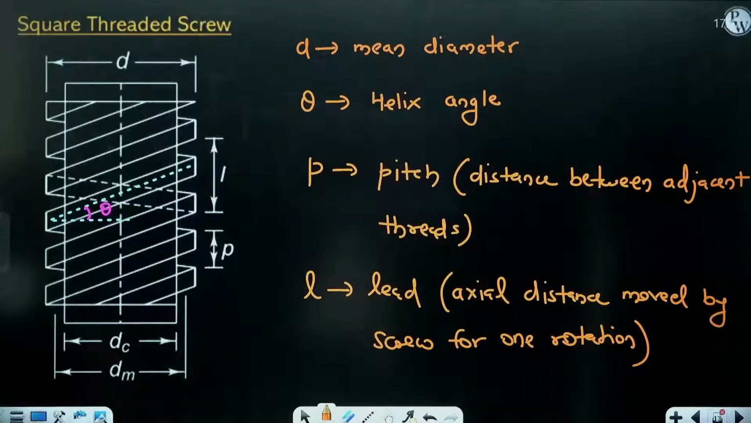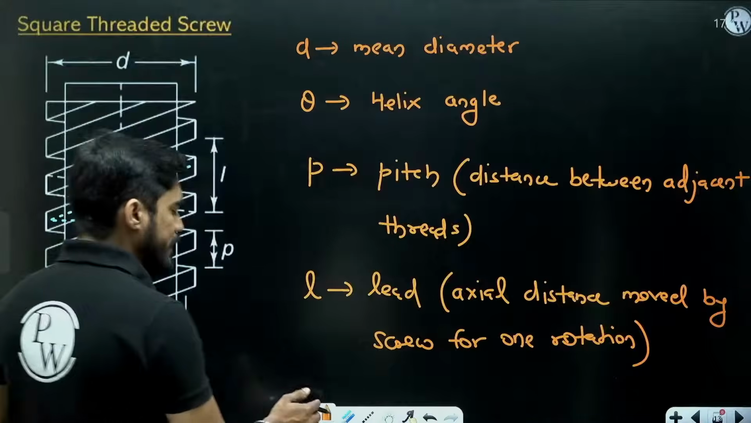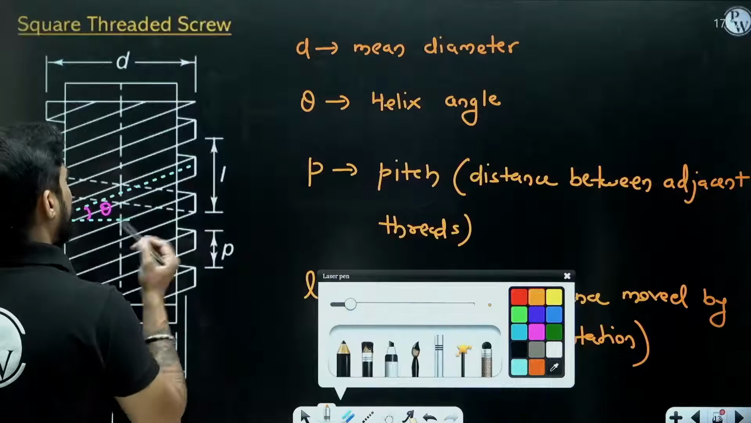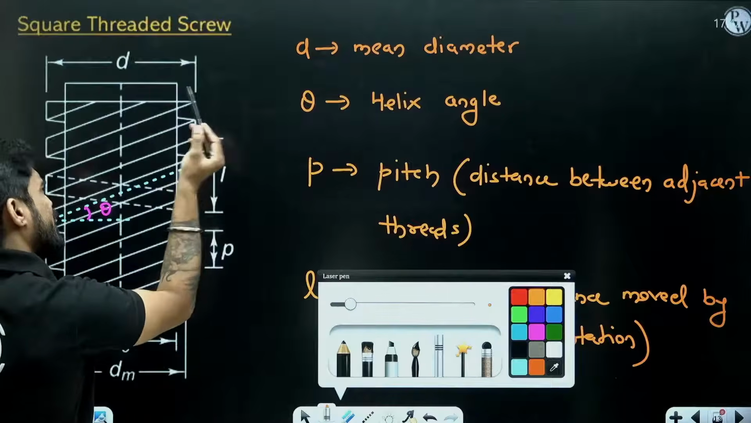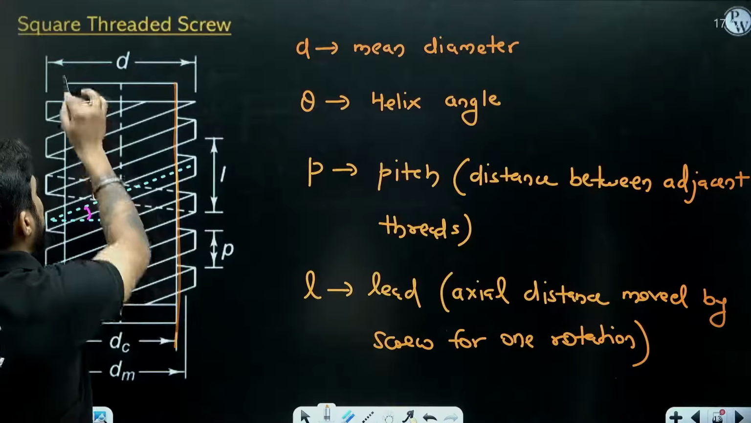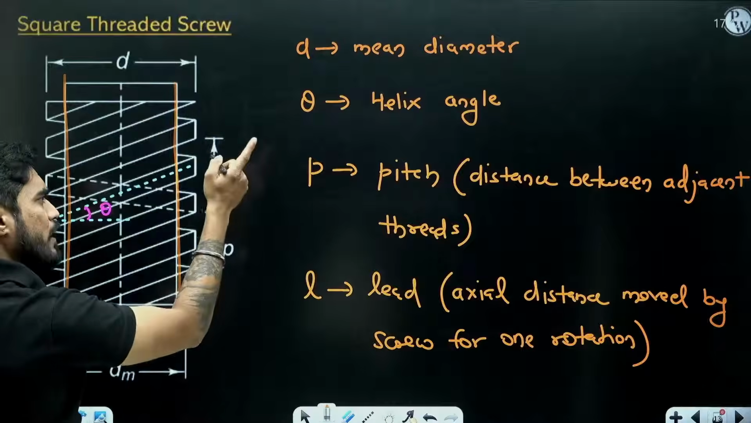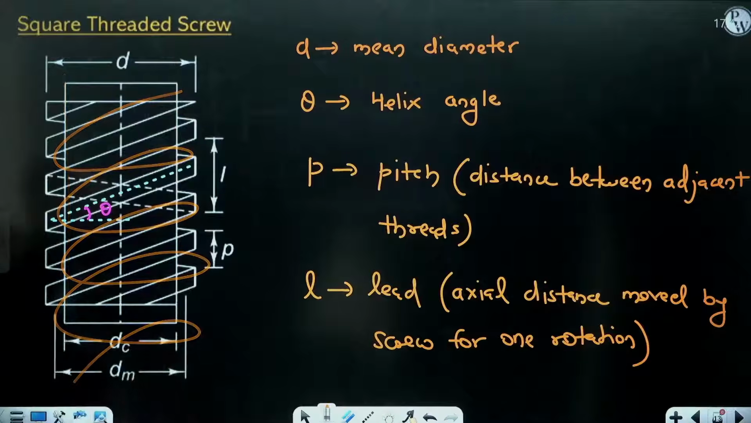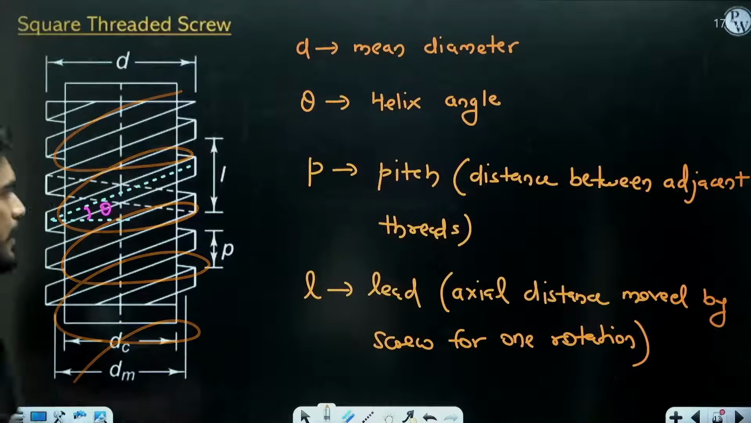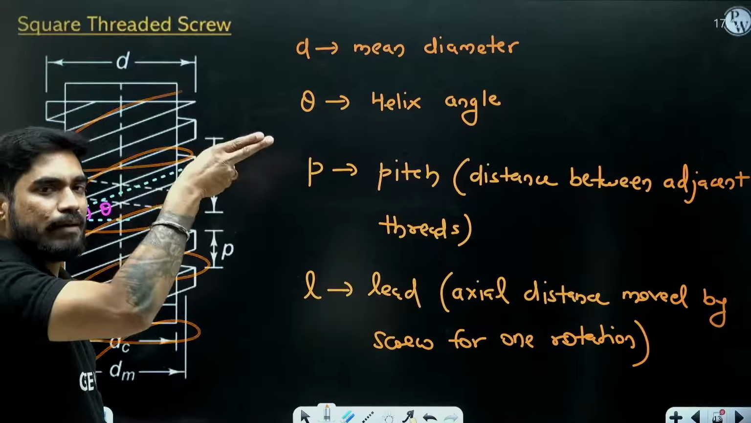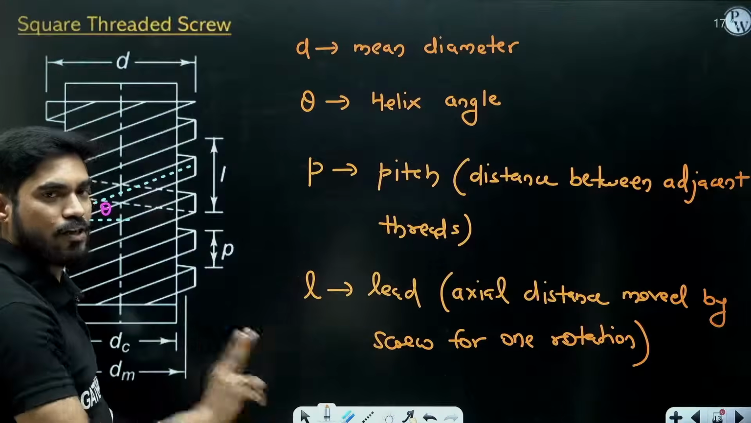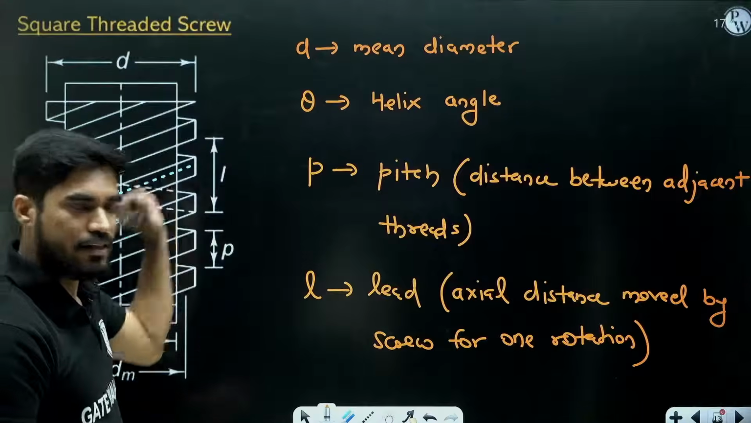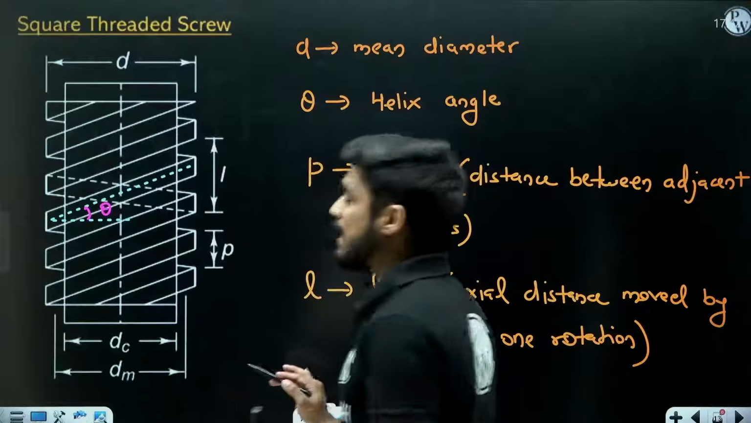Okay. Now if you have a single threaded screw, what do we mean by a single threaded screw? You can assume that we have wound a wire on a rod. If you have a single wire and you wound it on the rod like this, then it will be known as a single threaded screw. And if you have two wires, you combine them and wound them on the rod, then it will be known as a double threaded screw. Here we have a double threaded screw.